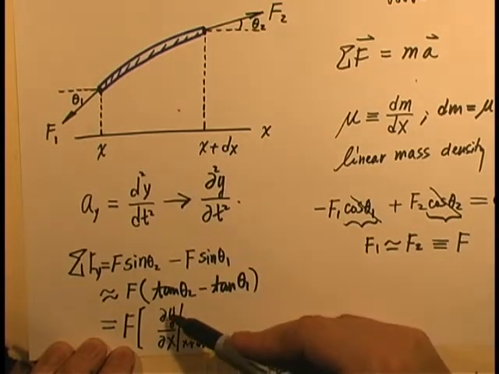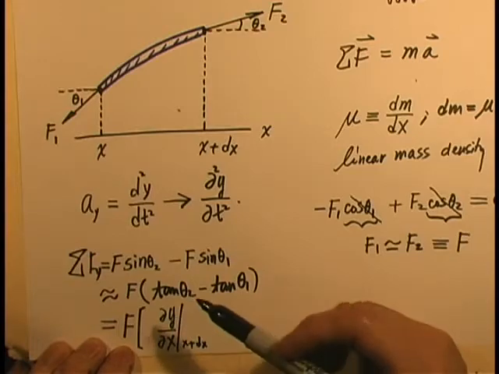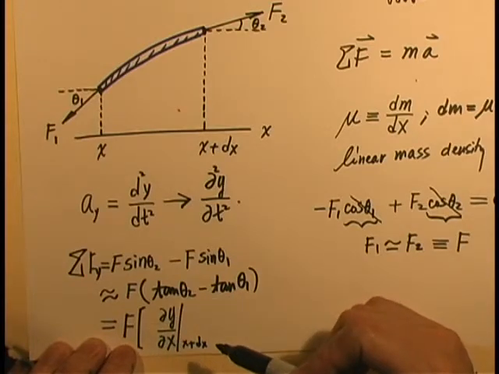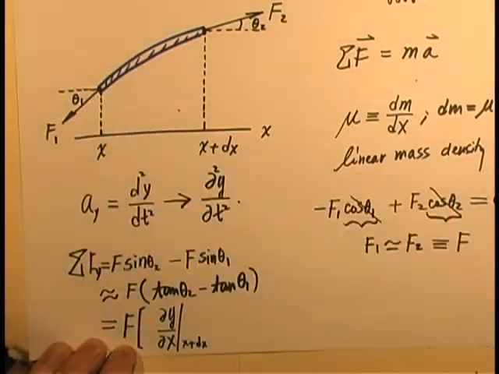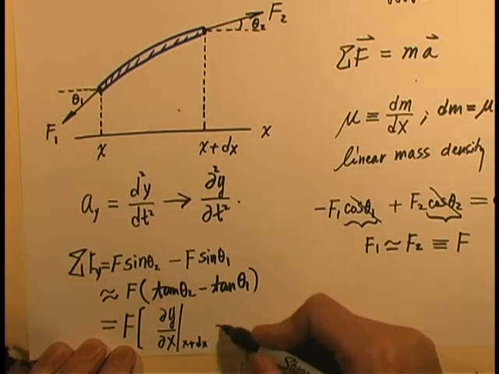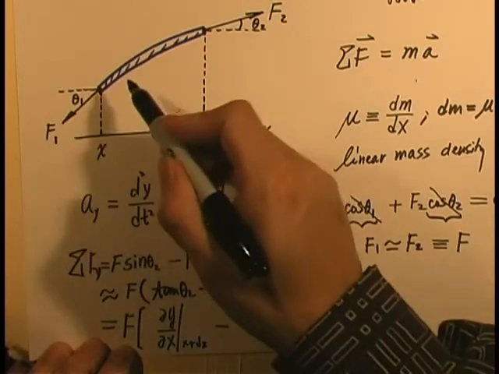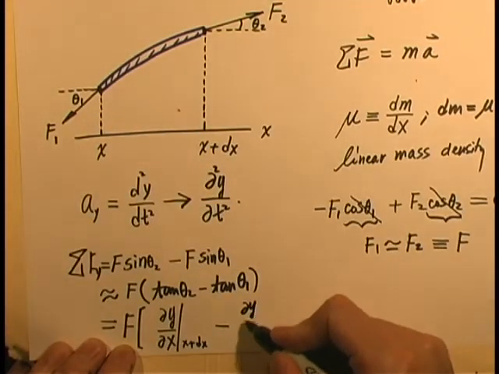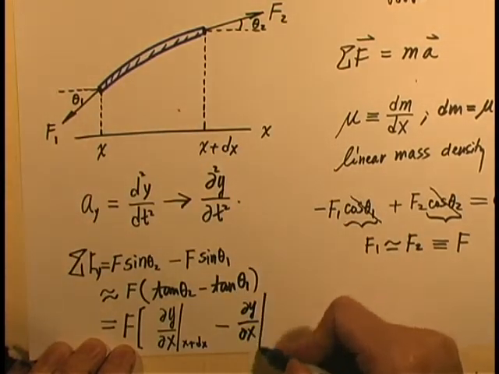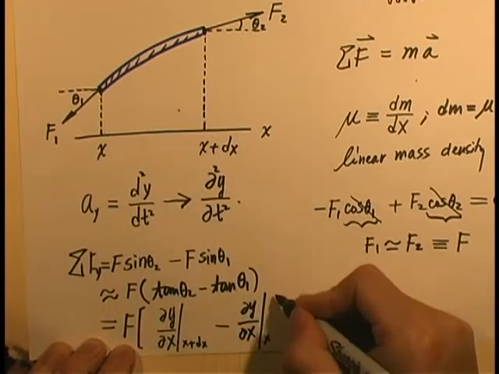Now, you notice I use partial y, partial x, not dy dx, because again, y is a function of both x and t, and I'm not changing t here because I got to take the slope for this point and that point at the same moment, right? In order to find the net force at that moment. Okay, minus tangent theta 1, that will be also partial y, partial x, but at a new location, at this location x. See?